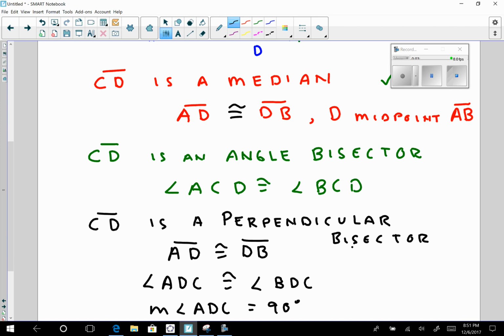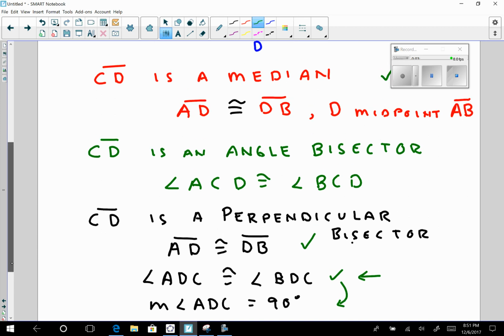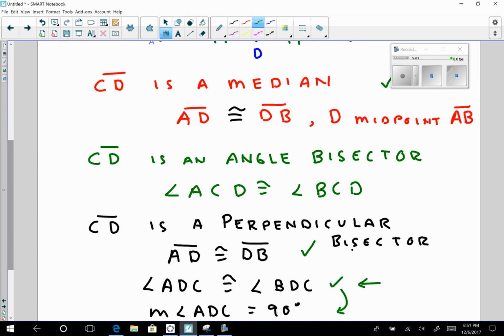And we talked a little bit earlier that CD is also a perpendicular bisector. Why is it a perpendicular bisector? Because AD is congruent to DB, and angle ADC is congruent to angle BDC. Since this is true, it follows that the measure of angle ADC is 90 degrees. We had a little mini proof of that the other day. So I have CD as a median, an angle bisector, and a perpendicular bisector.